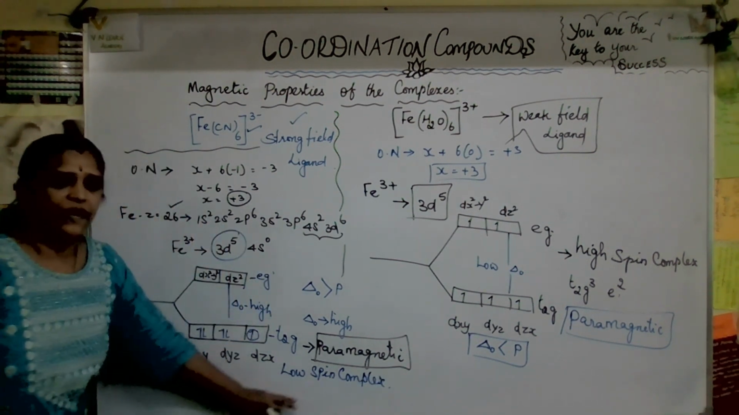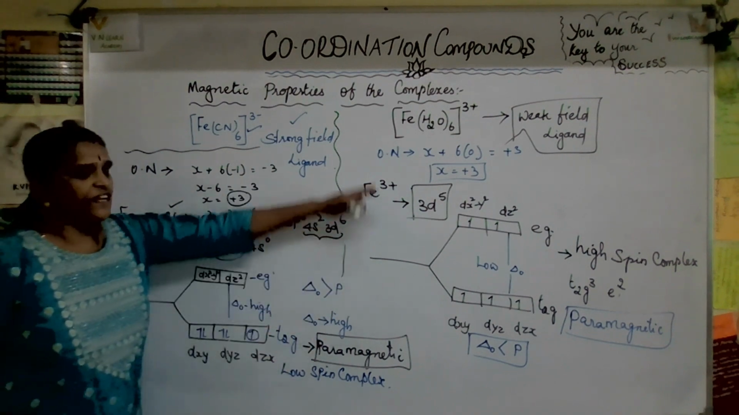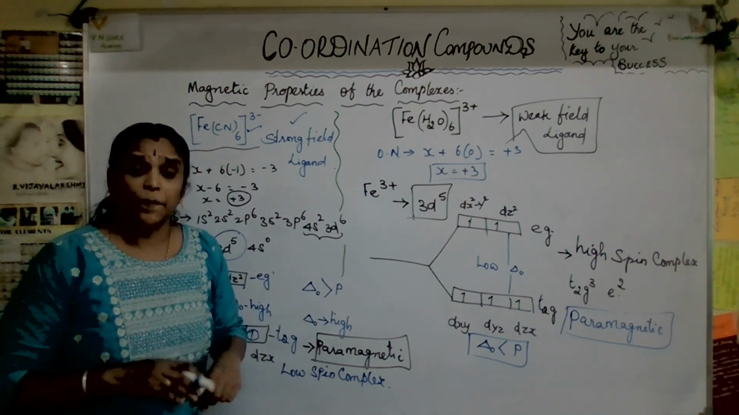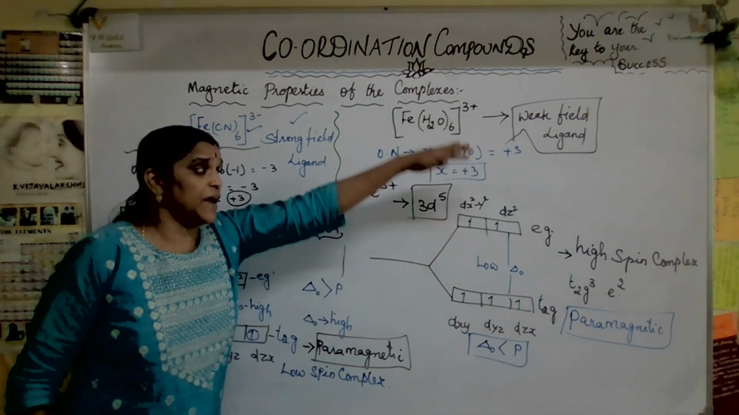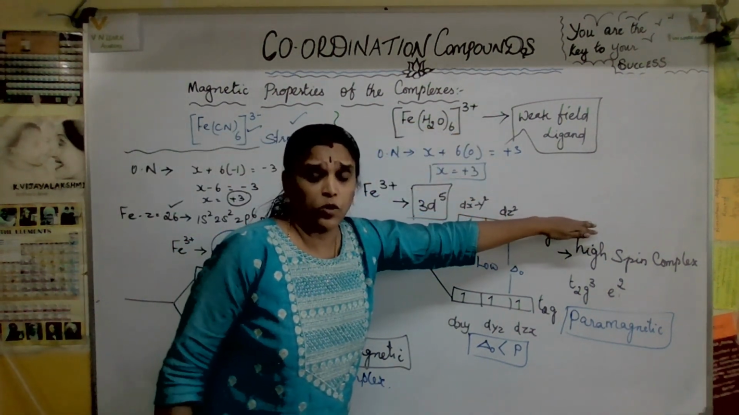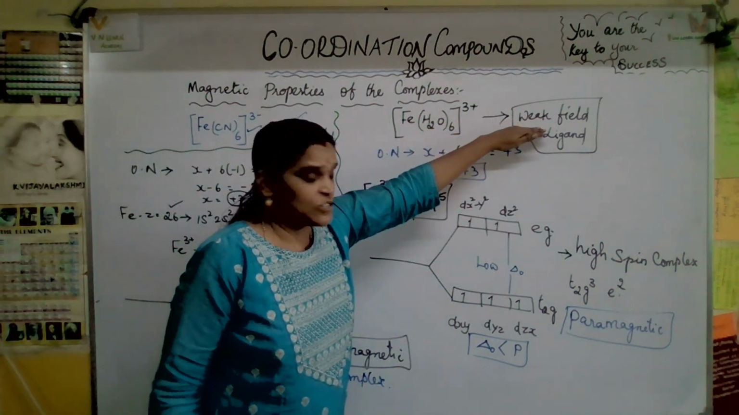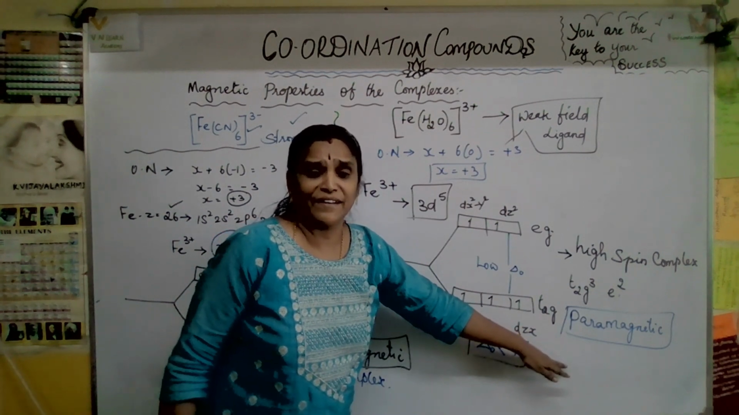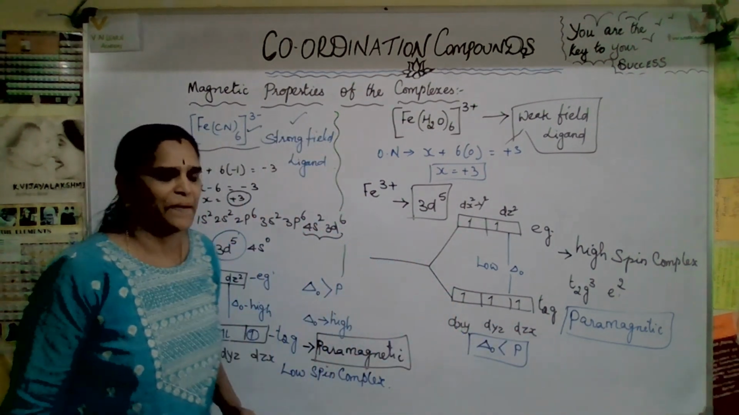So easily you can identify. Hope you're clear with it. What we are asking is the magnetic property only. But we can identify high spin or low spin, weak ligand or strong ligand, and paramagnetic or diamagnetic. So we have made out 3 points.